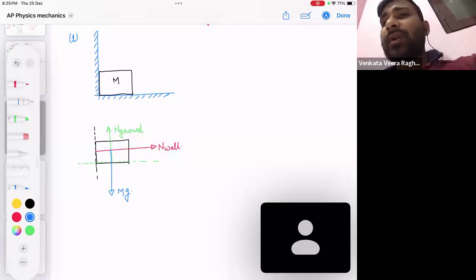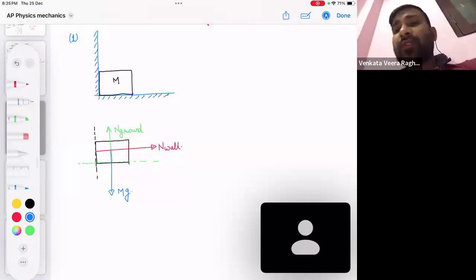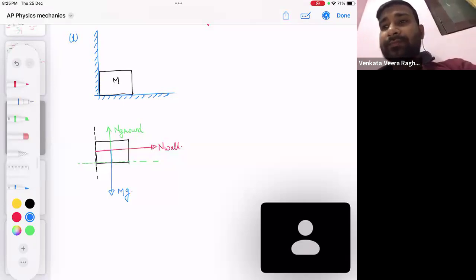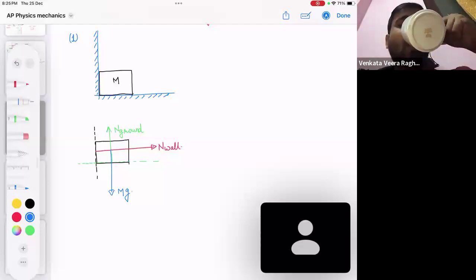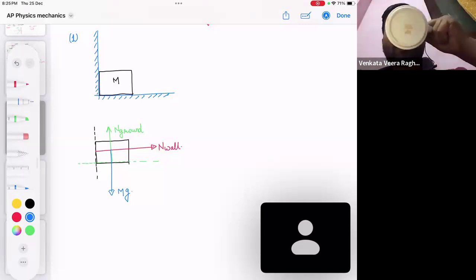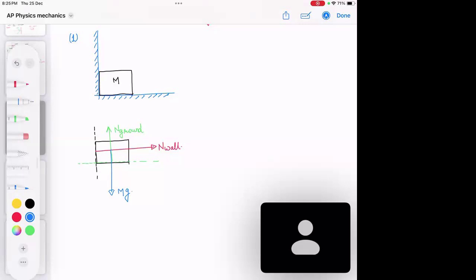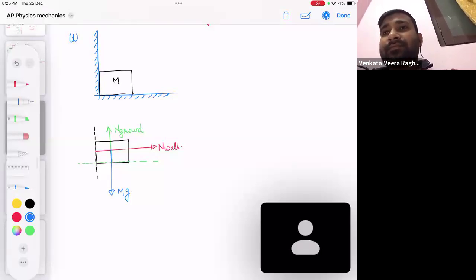Please tell me. Now, one question I am asking here. Please tell me which two forces are an action-reaction pair here? mg and normal due to the ground. Are they an action-reaction pair? Yes, sir.